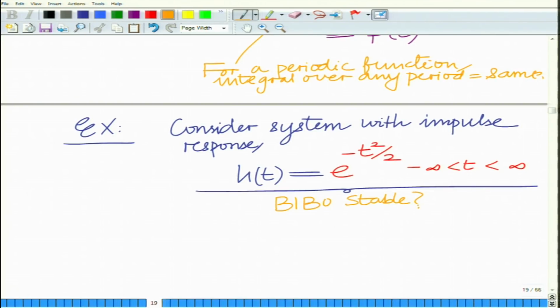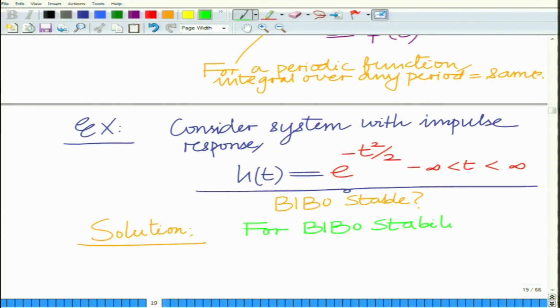Is this system BIBO stable? And the solution can proceed as follows. For BIBO stability, remember the condition: the integral from minus infinity to infinity must be finite, that is, the impulse response must be absolutely integrable. The integral from minus infinity to infinity of magnitude h(t) dt should be a finite quantity.